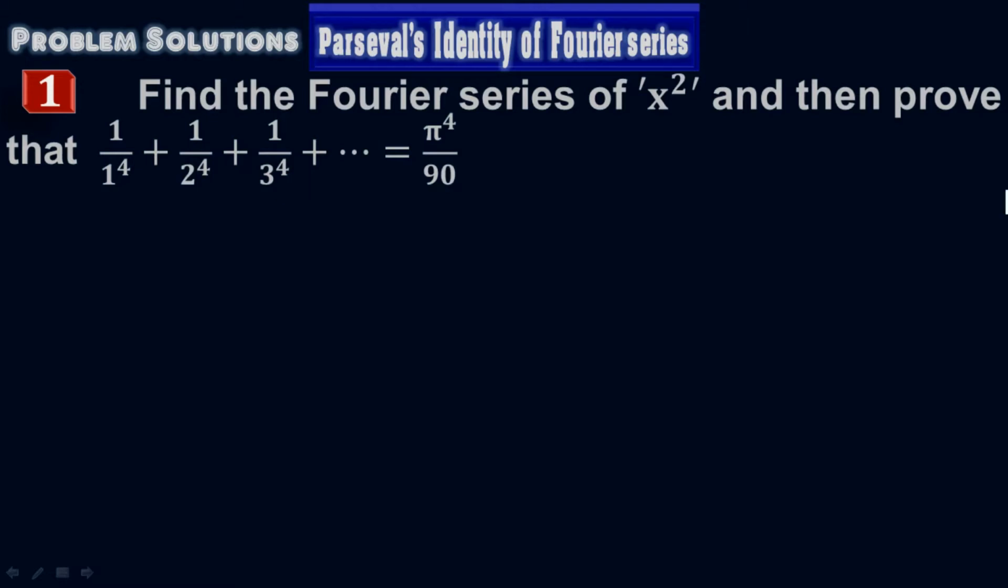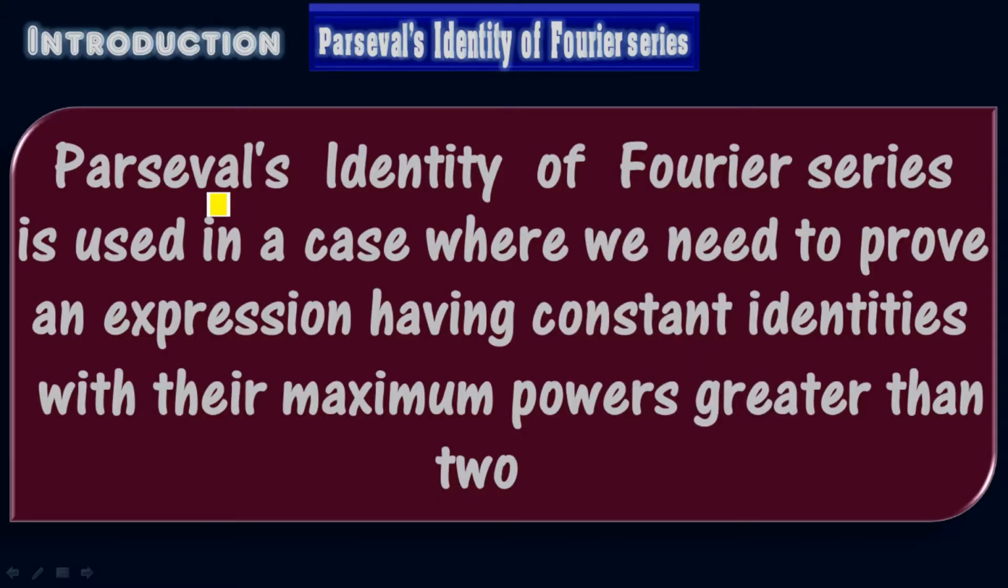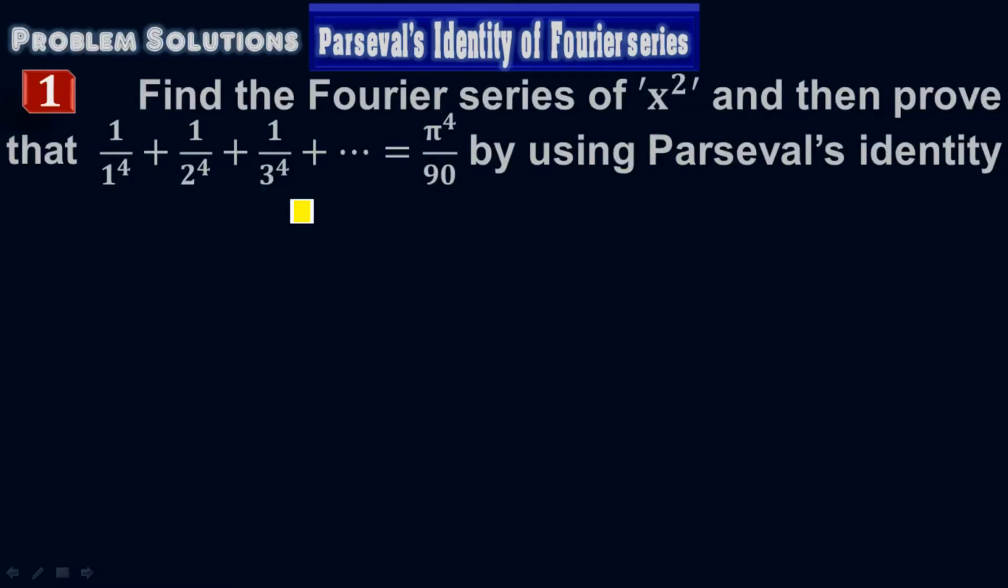Let me just go back and reflect. That was our definition that Parseval's identity of Fourier series is used in a case where we need to prove an expression having constant identities with their maximum powers greater than 2. What are those constant identities and what are their maximum powers? Well, this is the expression where we have the constant identities with the power more than 2. Remember, it is 4. 4 is more than 2. 2 to the 4, 3 to the 4, pi to the 4. These are the constant identities with the powers more than 2.